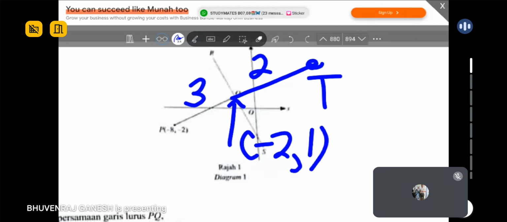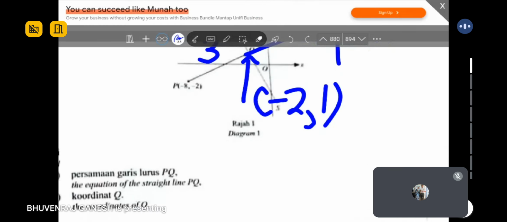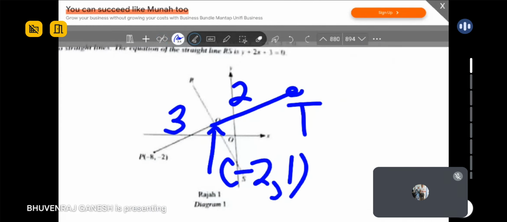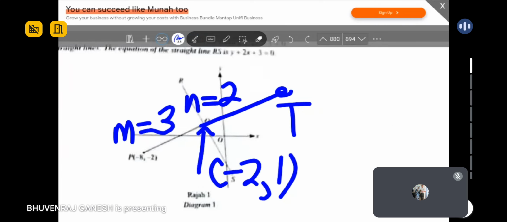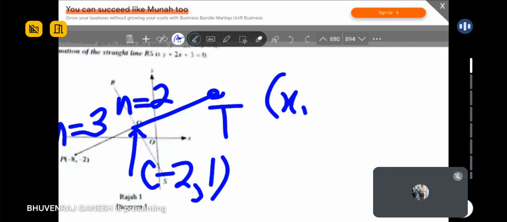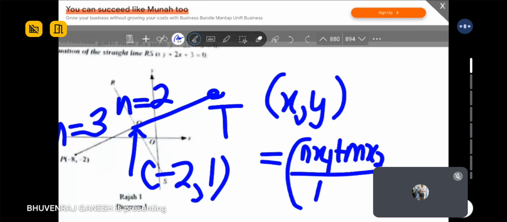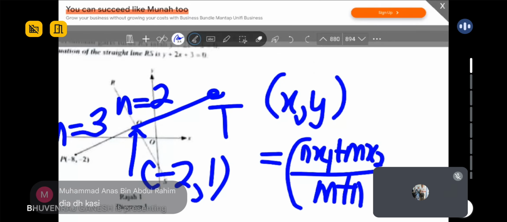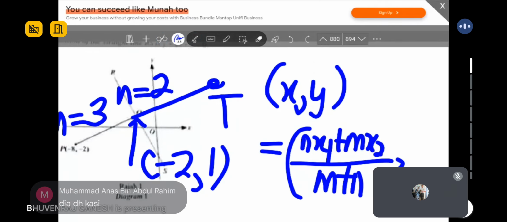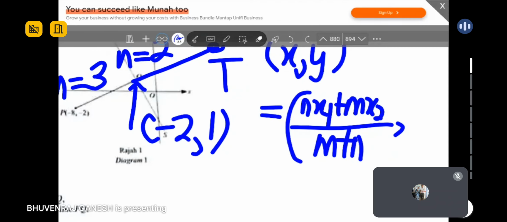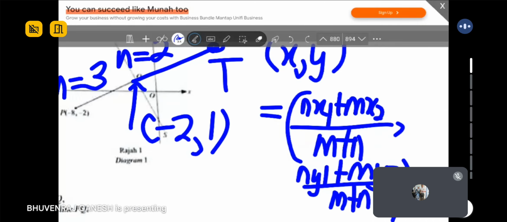So now the question is to find coordinate T. Cari coordinate T. So very easy right guys? Sangat senang kan? M equal to 3, N equal to 2. So what is the formula guys? Apa rumus pembagi tempering? Okay, actually you no need to remember. Tak perlu ingat because it's given in front of your paper. Sudah diberi. So this is your formula. Dia kasih dah. So you just apply the formula. Kamu kena tahu macam mana aplikasikan sahaja rumus ni.